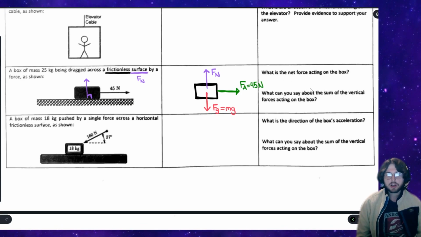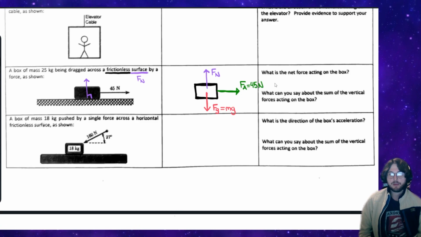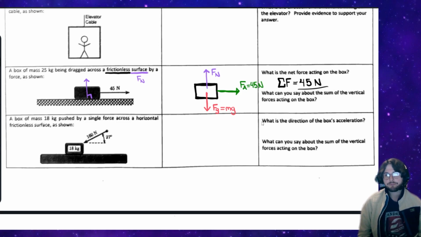So over here, there are a couple of questions just to elaborate on this a little bit. So the first question is asking what the net force acting on the box is. Well, we're assuming it's not accelerating vertically because it's not flying and it's not falling. So really all of the force that could be accelerating this thing is in the horizontal direction. So let's go ahead and just say, well, the net force is probably going to be about 45 newtons, considering it's not floating or falling.